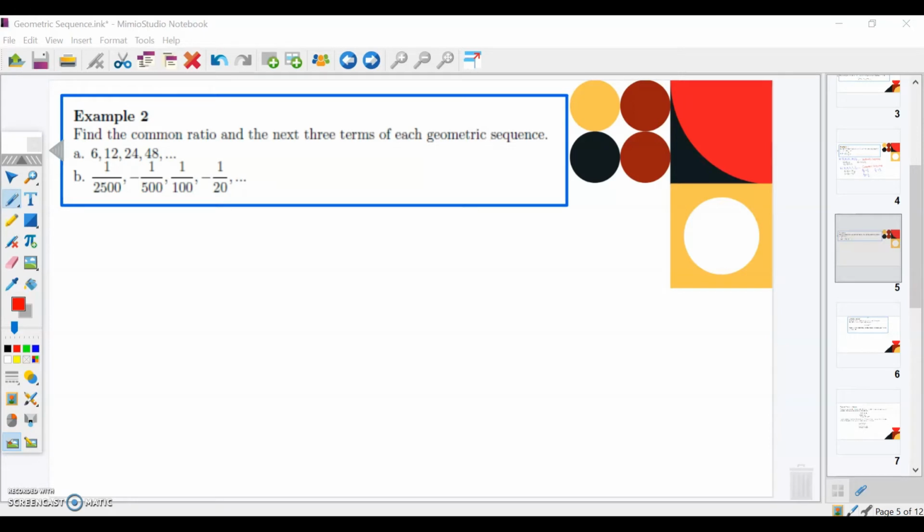So let's have another example. We consider example number 2. In example number 2, we must find the common ratio and the next three terms of each geometric sequence. So let's consider letter A.